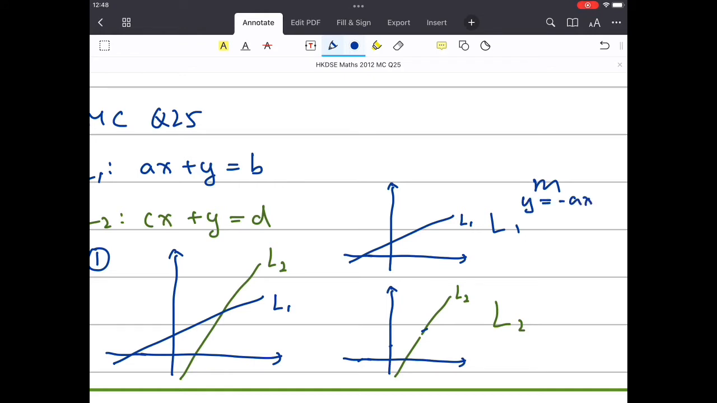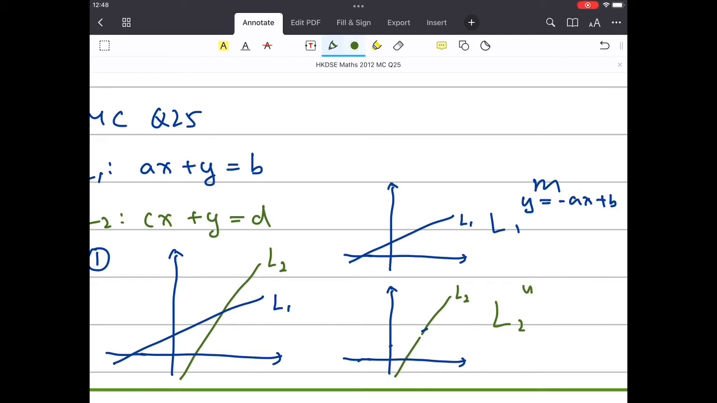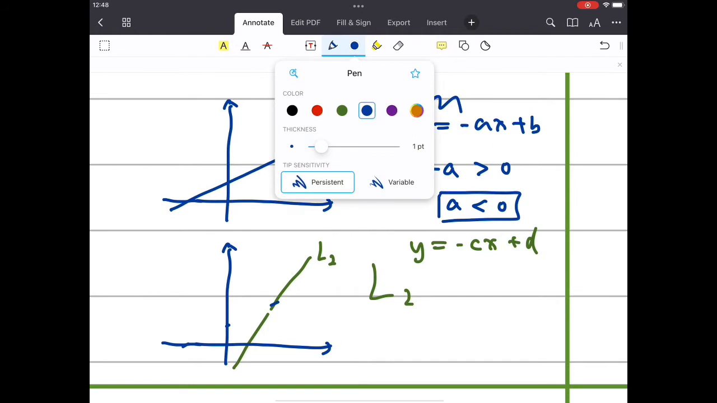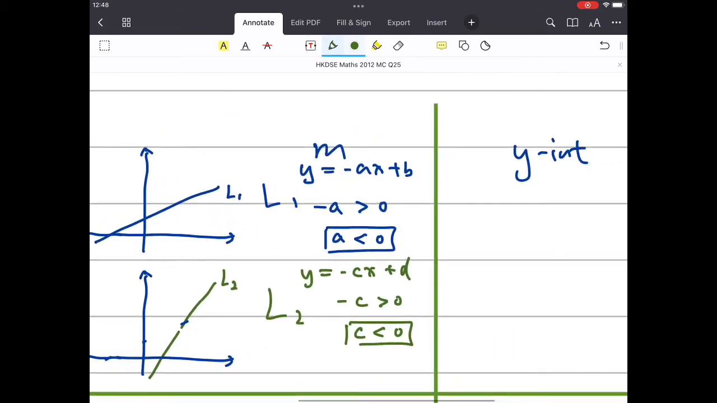So we consider the slope by using the slope-intercept form. Quickly, we can also do the same for L2. And then, from the slope-intercept form, we know that the slope for L1 is negative a. From the diagram, the inclination tells you that the slope is greater than 0. Therefore, we can deduce that a is smaller than 0. Similarly, for L2, the slope is negative c, and it is greater than 0, so we can deduce that c is smaller than 0.